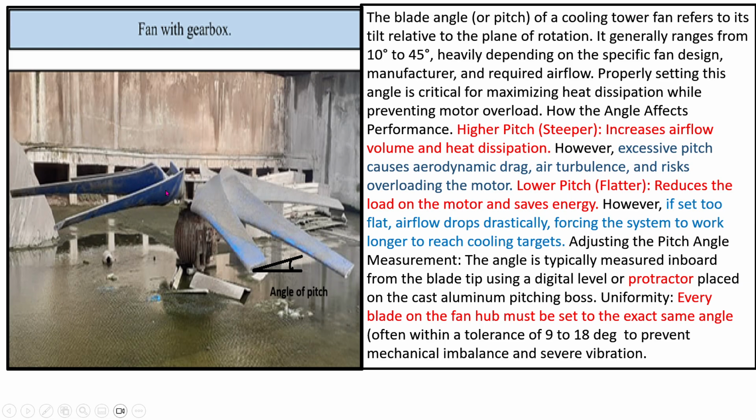Earlier the blade material was GRP, solid glass filled material. The weight was more. Nowadays hollow blades are available, which are lighter in weight, so the power consumption of the motor will be reduced. Now more or less every cooling tower is using hollow type blades.